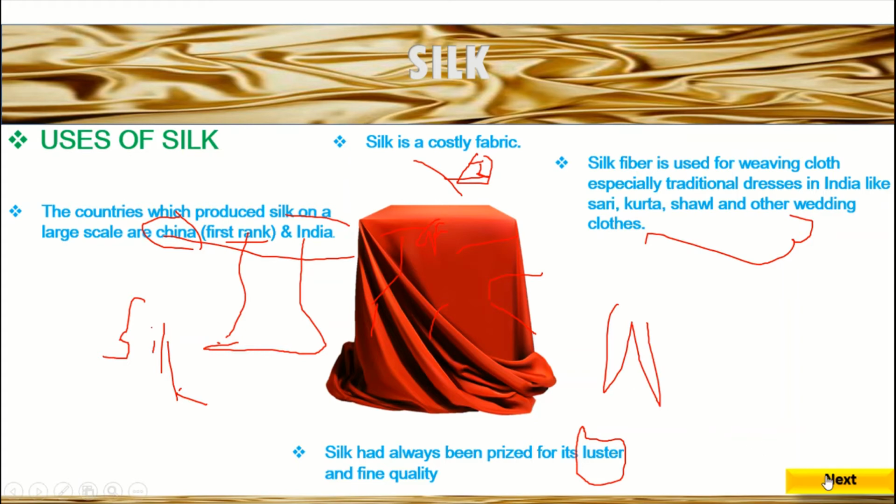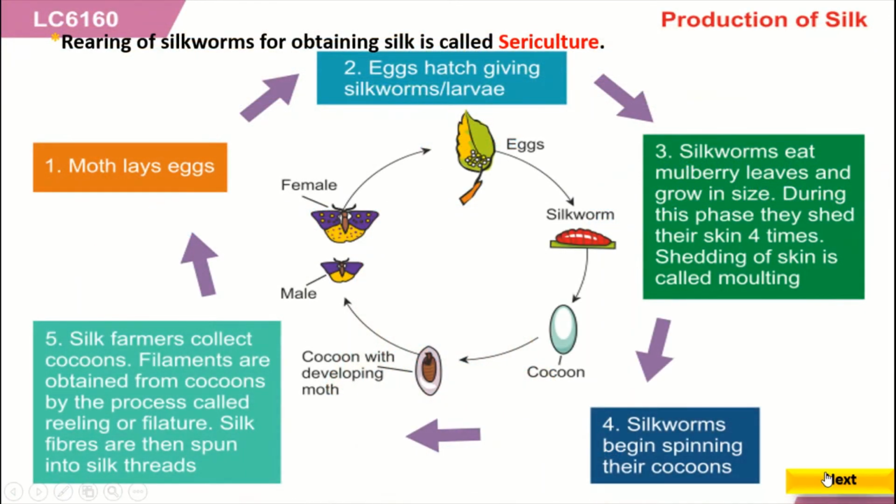So let us go to the next topic: rearing of silkworms. How do we get silk? Do we get silk from silk plants or something else? No. We get silk from silkworms. So how are these silkworms formed? To learn about this, first let's see.